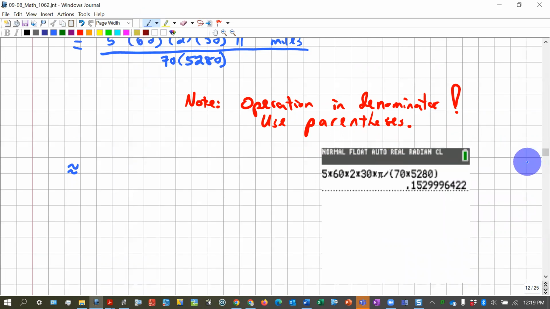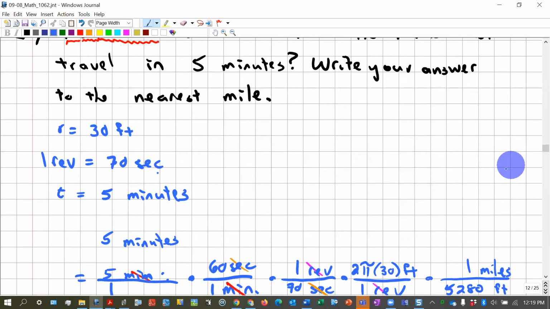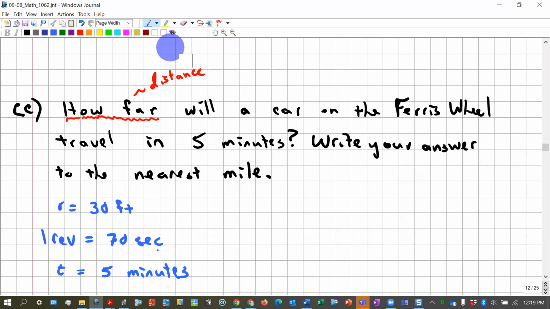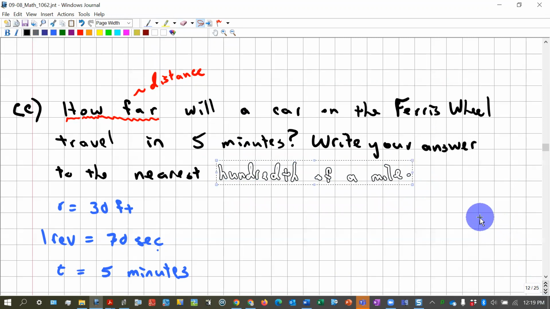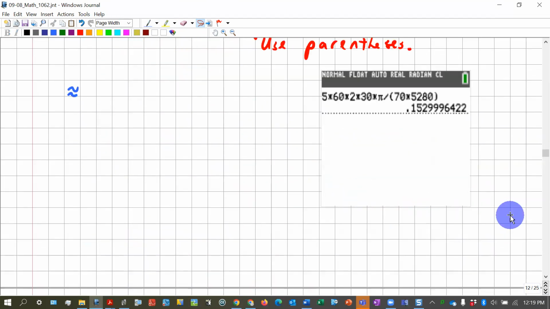Okay, so to the nearest whole number, that's going to be 0. So let me change the question to the nearest, just to make it interesting. How about the nearest hundredth? A hundredth of a mile. So that would be 2 decimal places instead of 0 decimal places. So that would be 0.15 miles.